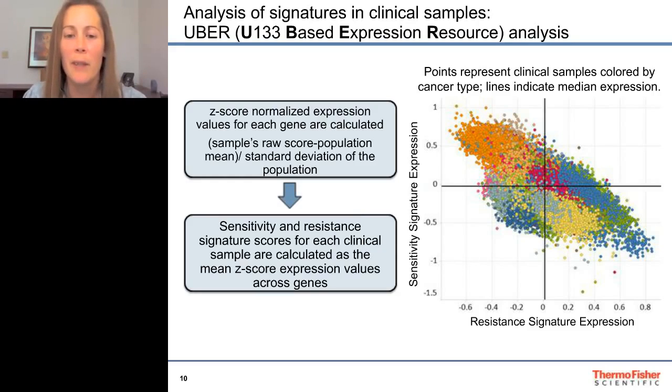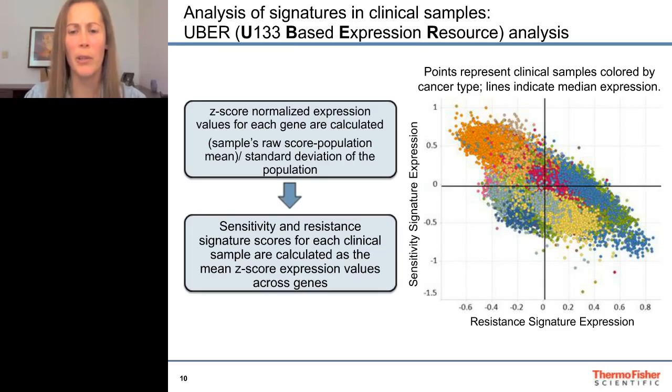So if you look at the figure on the right, what I have on the y-axis is the sensitivity signature expression, and on the x-axis, I have placed our resistance signature expression. Each of the points on the graph represents an individual clinical sample that is colored by cancer type. And then the dark lines on the graph represent the pan-cancer median expression of the sensitivity signature and the resistance signature.